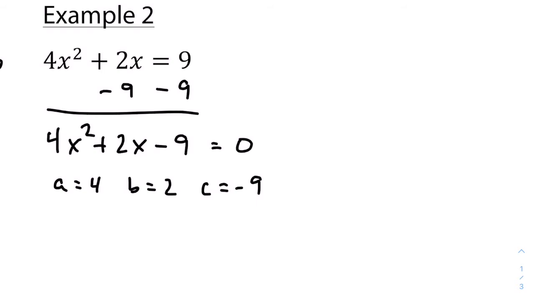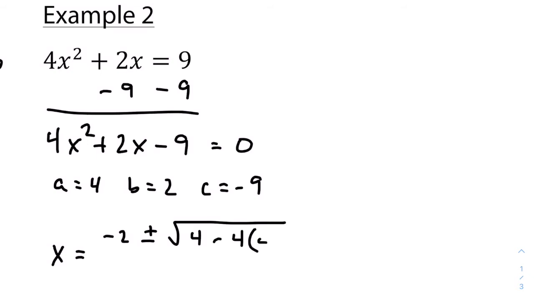So I can apply the quadratic formula. Let's try and do it without writing the formula down first. x equals negative b, so negative 2 plus or minus the square root of b squared. Well, b squared is 4, minus 4 times a, which is 4, times c, which is negative 9. And then all divided by 2a, or 2 times 4.